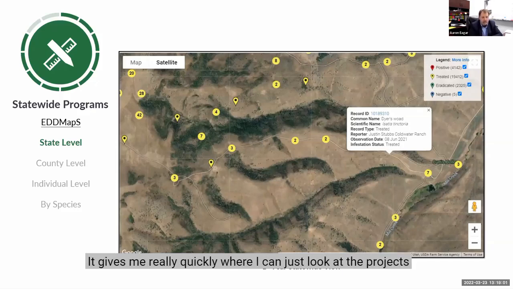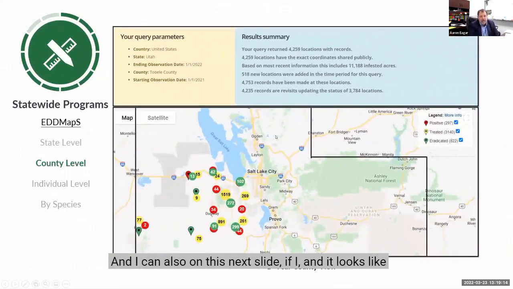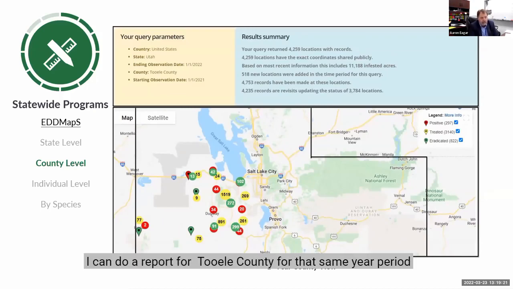It gives me really quickly where I can just look at the projects that I have, zoom to them, see what's happening with them, look at it from a state level. And on this next slide, and it looks like we're picking on Jerry today, this is Tooele County. So I'm looking at only Tooele County. I can do a report for Tooele County for that same year period and say, okay, are they doing what they're required by state law?